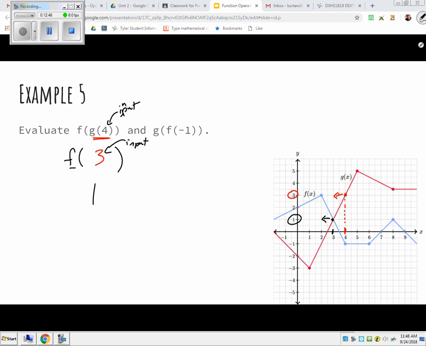Kind of weird, I know, a lot of stuff going on. Again, pause the video and you try this g of f of -1. And you should have got -2 on that one. Sorry about the fraction on that. It happens. Should have got -2.